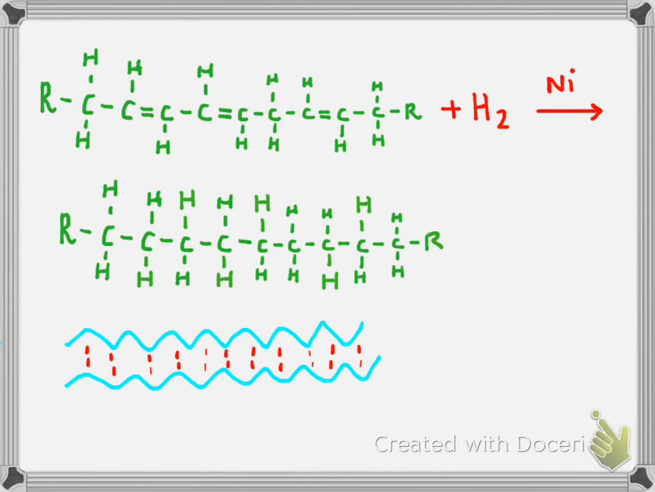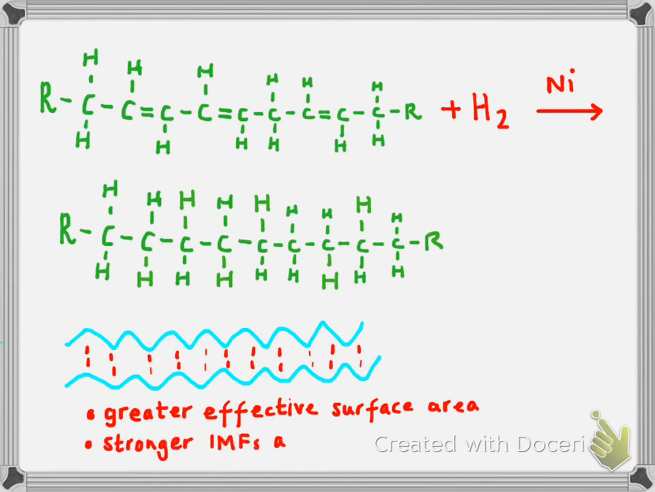And you'll know from our work that long straight chains mean more intermolecular forces, and that means that each molecule has a much greater effective surface area because it's a long straight molecule now, and that results in much stronger intermolecular forces. They're still van der Waals forces, the same kind, but they're much stronger. And because the intermolecular forces are now stronger, it means it has a higher melting point.